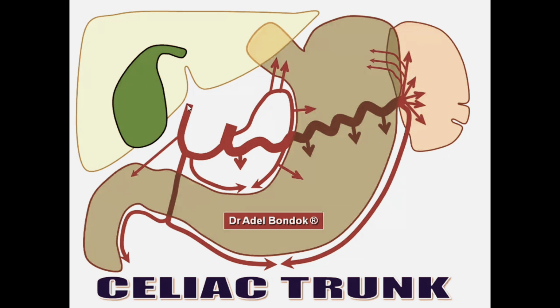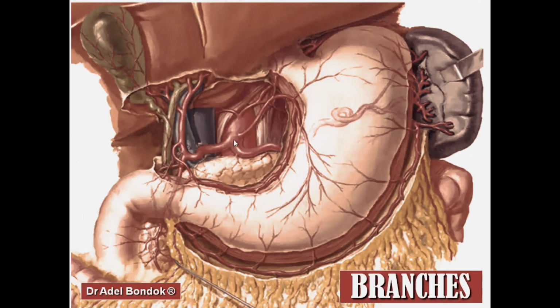Then two terminal hepatic branches, left branch and right branch, go to the corresponding lobes of the liver. The right branch gives the cystic artery to the gallbladder. Again, this is the celiac artery, it gives three branches: left gastric artery, this one, along the lesser curvature of the stomach, splenic artery, and hepatic artery.